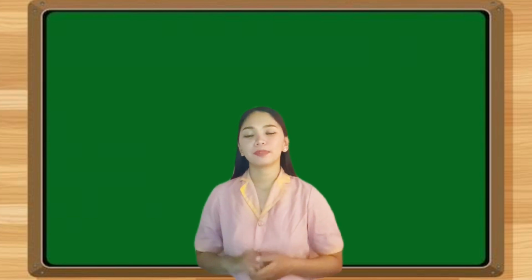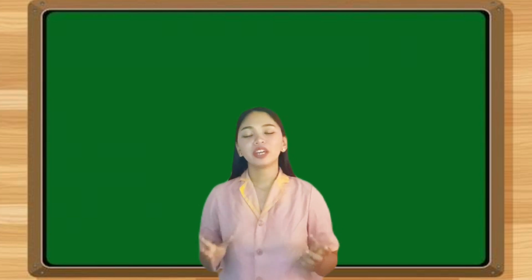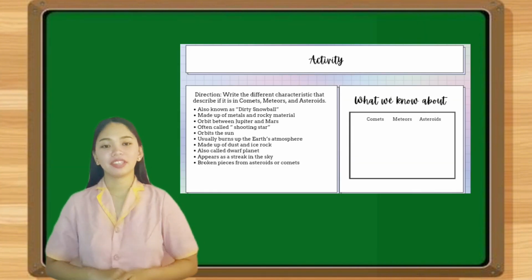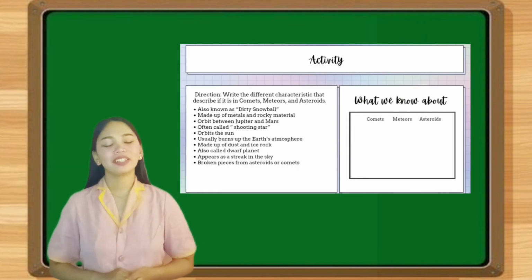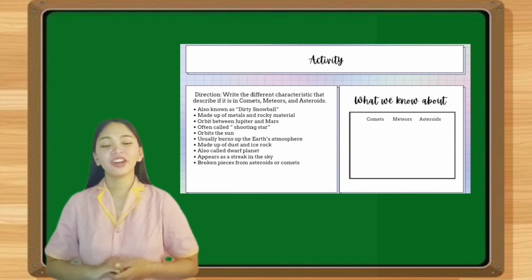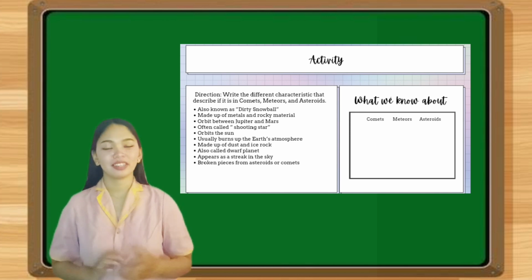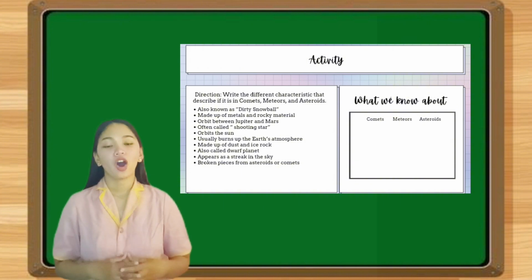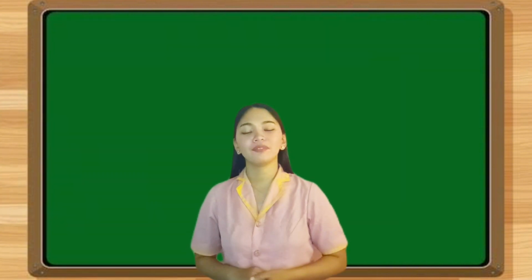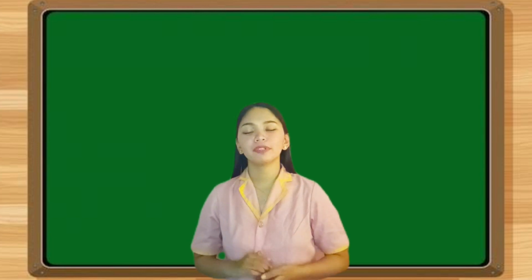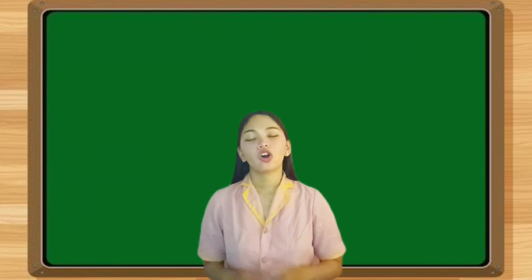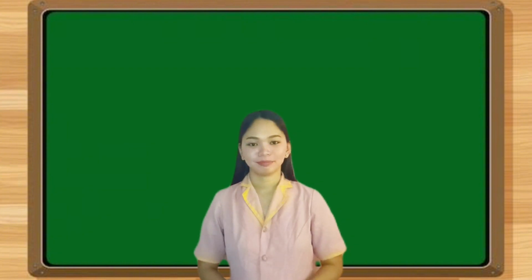Now class, let's have an activity. I want you to group into 3 groups and I will give you an answer sheet. As you can see, there is a table and a list of different characteristics. All you need to do is to write those characteristics where they belong. Is it in comets, meteors, or asteroids? I only give you 10 minutes to do the activity and after that, you will present it to the class. Is it clear? Okay, you may start now.